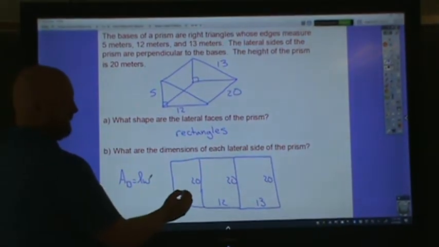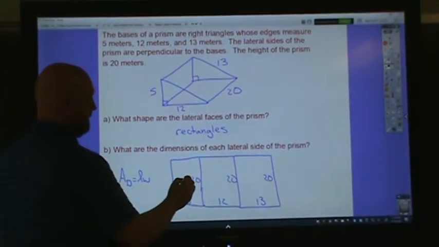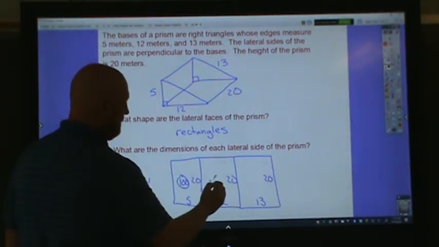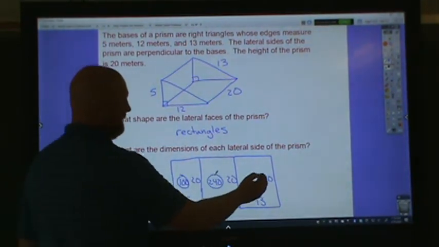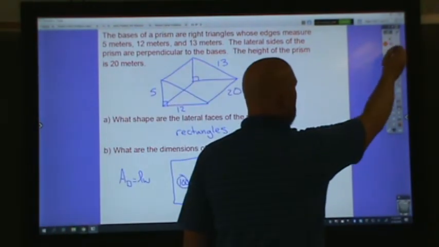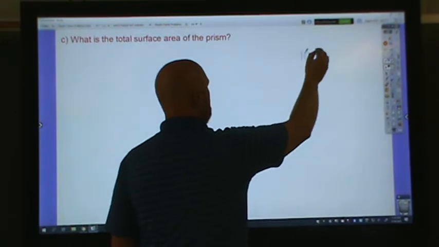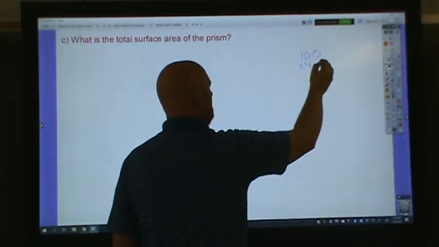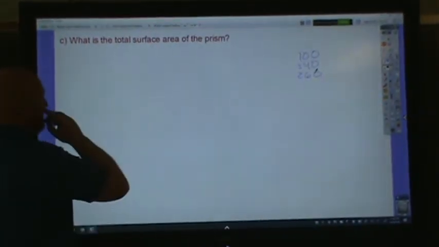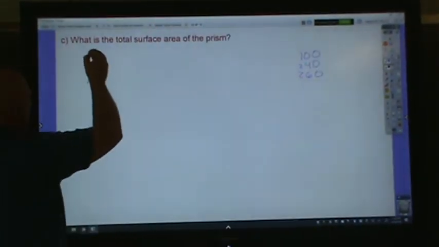So 5 times 20, that's 100. 12 times 20, that's 240. And 13 times 20, that's 260. So far, I have 100, I have 240, and I have 260. But I'm missing those triangles. I'm missing those two bases that are the triangles.